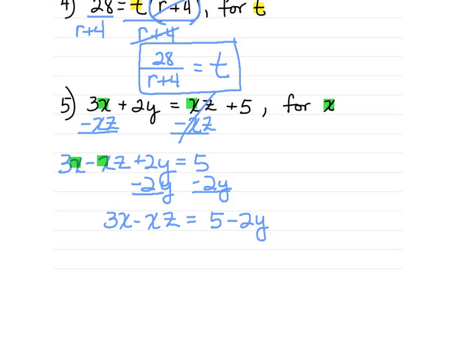So notice here that 3x and xz both have x as a common factor. It's as though x had been distributed to 3 and to z. So what we can do is factor out an x and rewrite it this way: x, open parentheses, 3 minus z, close parentheses, equals 5 minus 2y.